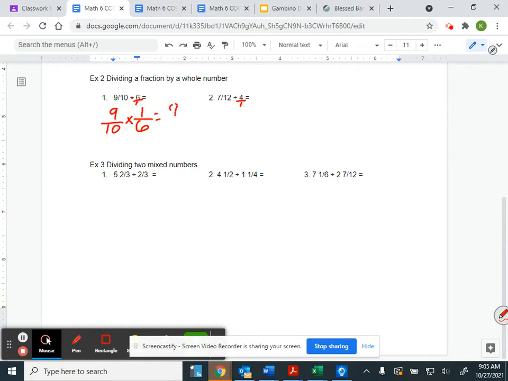So that would be 9/60. You could cross simplify. I can divide a 3 out of both, so it becomes 3/20. Next, 7/12. Dividing becomes multiplying. 4/1 becomes 1/4. And that becomes 7/48.